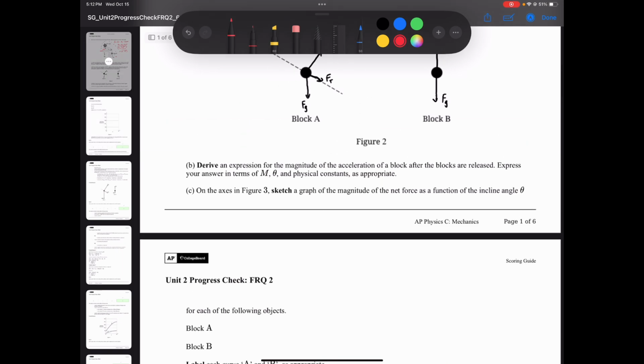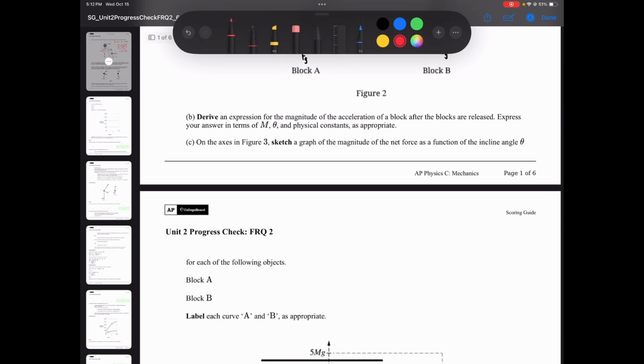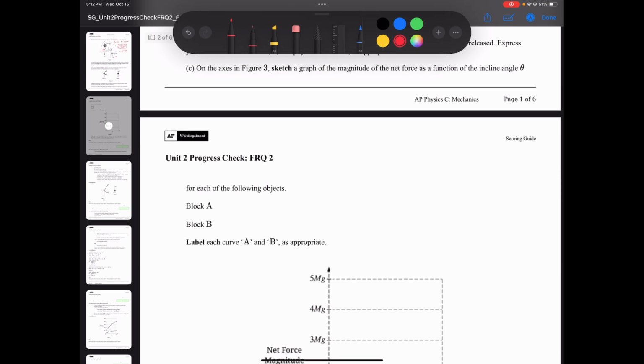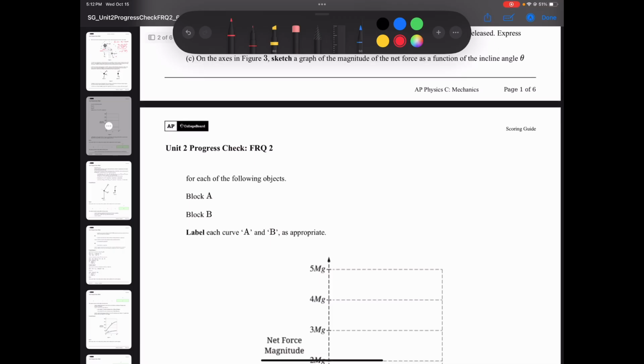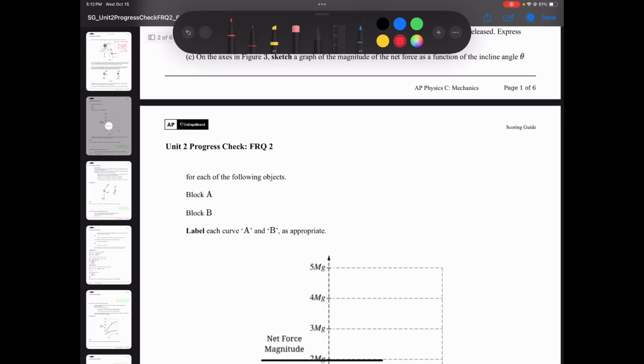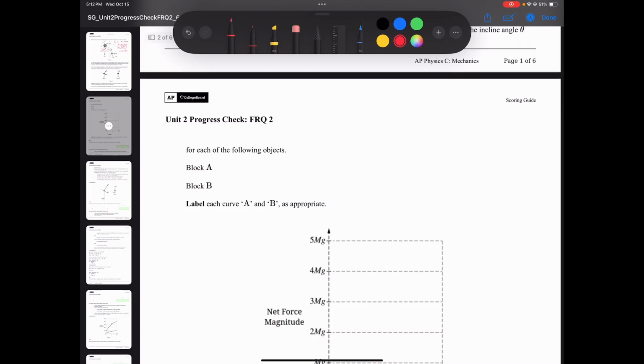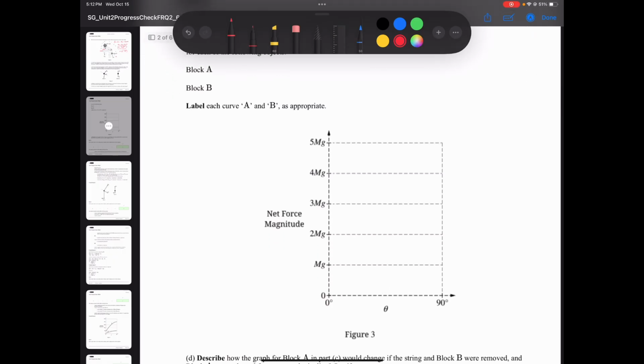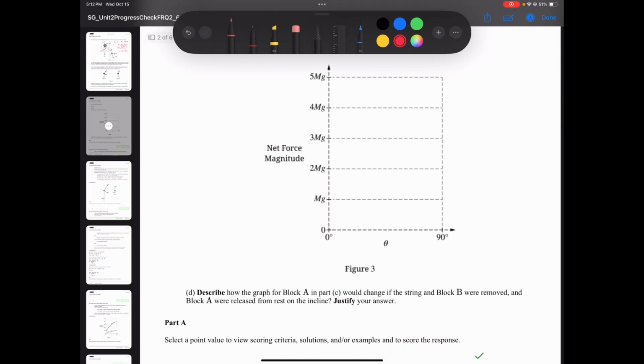Here we have part B. Oh, we just did part B. Part A was just doing the free body diagrams. Now we have to sketch a graph of the magnitude of the net force as a function of the inclined angle theta for each of the following, block A and block B. This is very interesting.